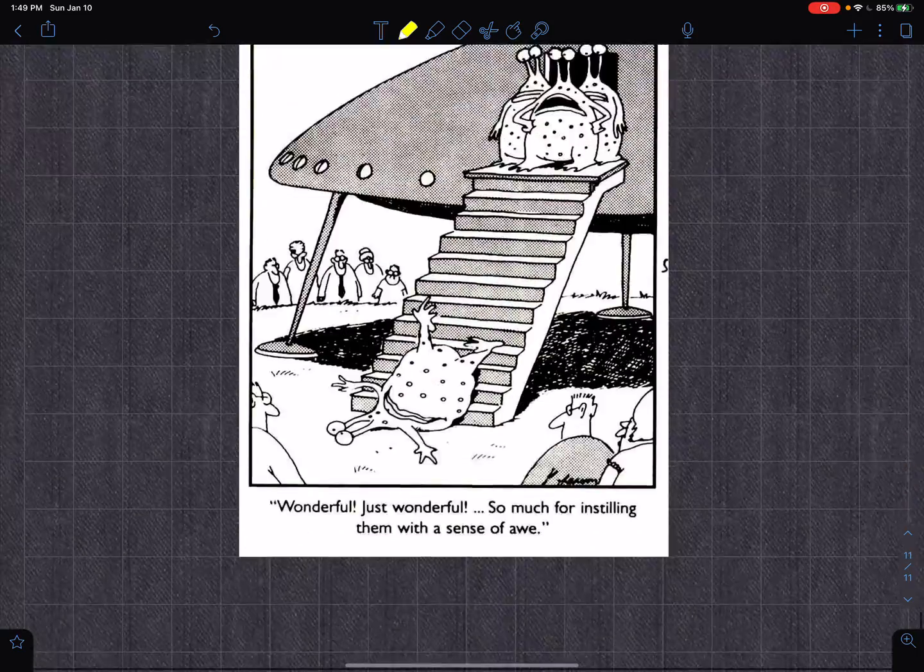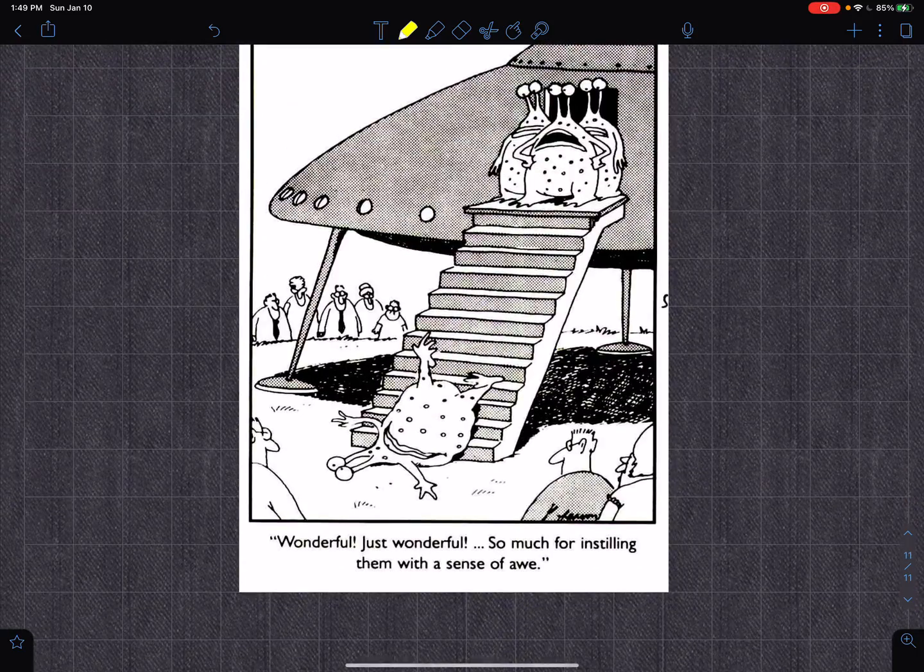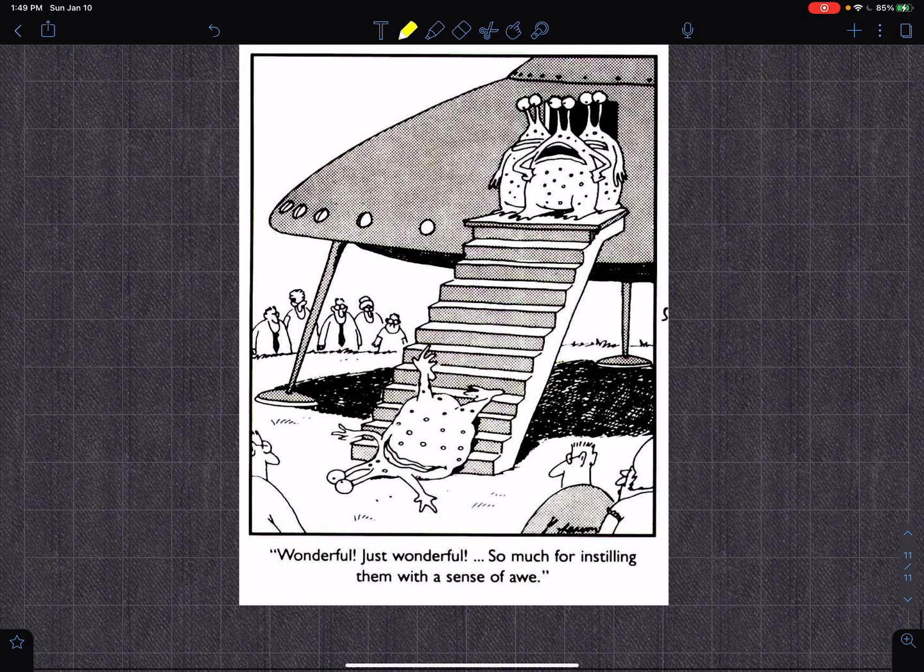The end. All right, just a little comic for you at the end. Here you go. Looks like aliens are landing, right? Wonderful, just wonderful. So much for instilling them with a sense of awe. This guy really screwed things up because he fell down the stairs, right? And all these people are like, what the? This guy. Anyway, that's pretty funny.